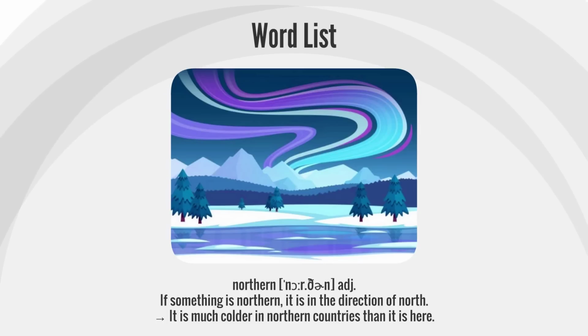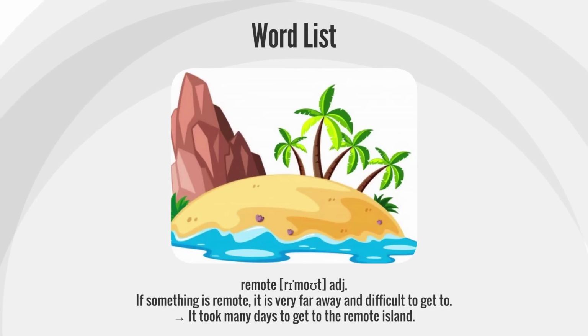Northern. If something is northern, it is in the direction of north. It is much colder in northern countries than it is here. Remote. If something is remote, it is very far away and difficult to get to. It took many days to get to the remote island.